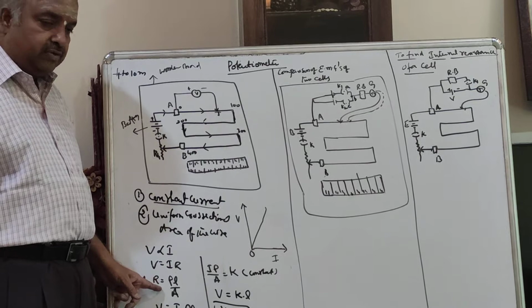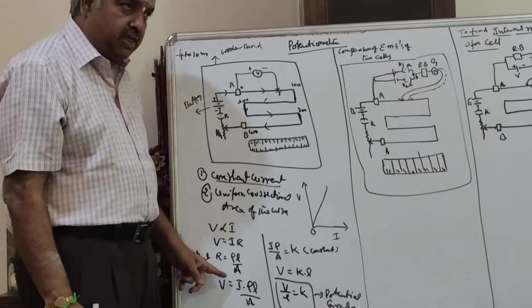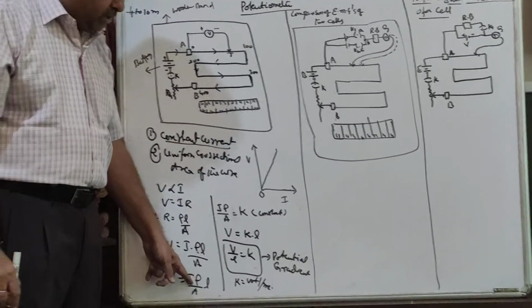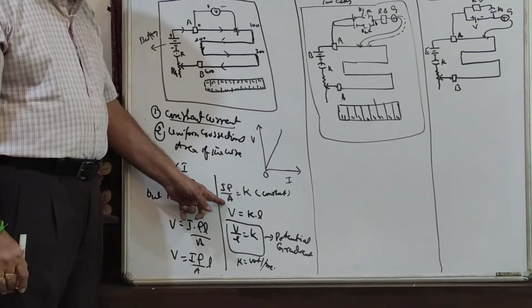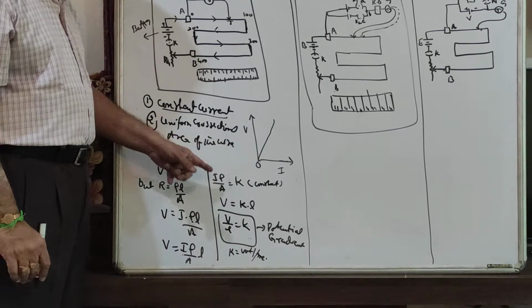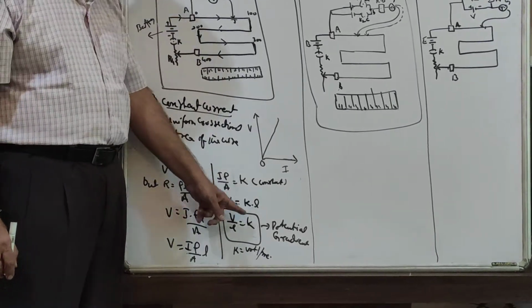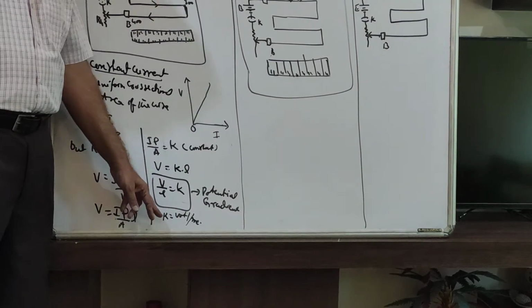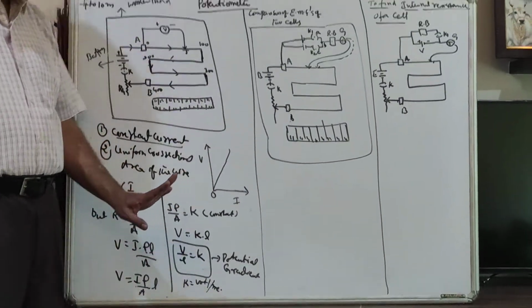What is the resistivity of the wire? L is the length of the wire. A is the area of cross-section. So V is equal to I rho L by A. Here I rho by A is a constant, so V is equal to KL. V by L is equal to K, where K is the potential gradient. This is the principle of a potentiometer.